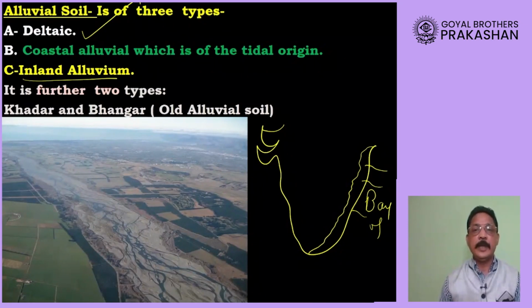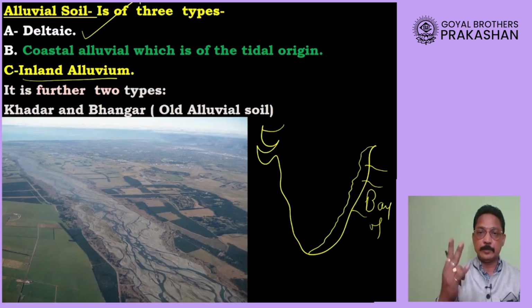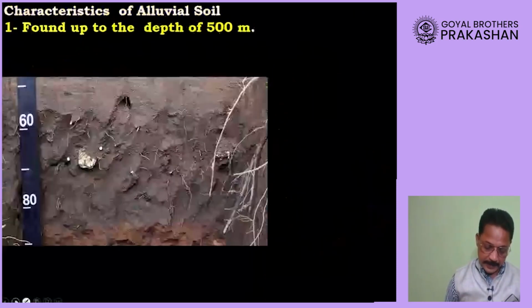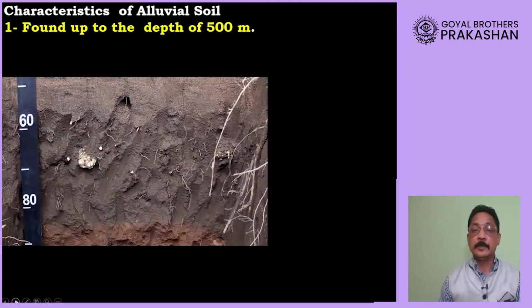So in this way, alluvial soil is of 3 types. Coastal alluvial soil will be deposited all along the coast. Deltaic alluvial soil will be found at the mouth of river, and the third one is inland alluvial soil, which is deposited nearby the river and away from the river. And we have already seen that inland alluvial soil is of two types. If the soil is found near the river, we call it Khadar soil, and if the soil is found deposited away from the river, we call that soil Bhangar soil.